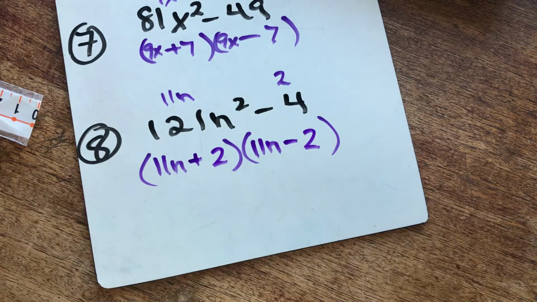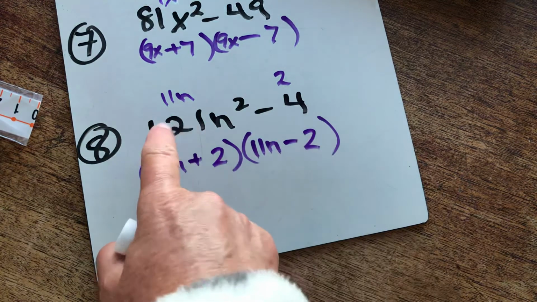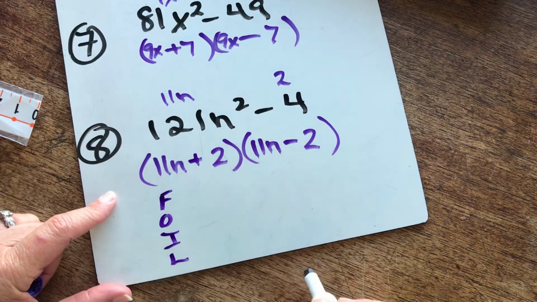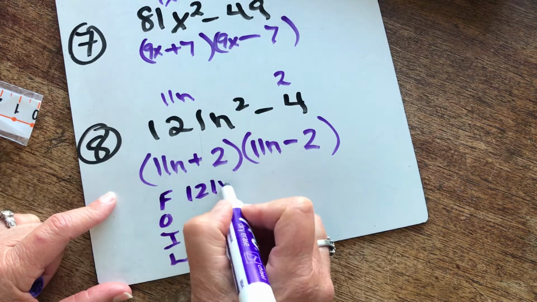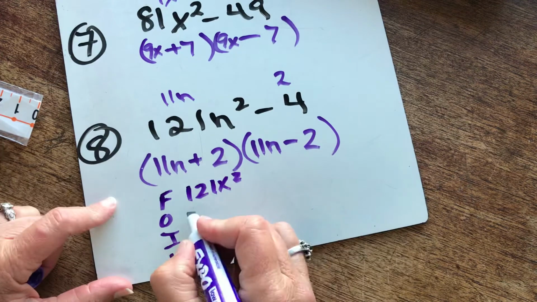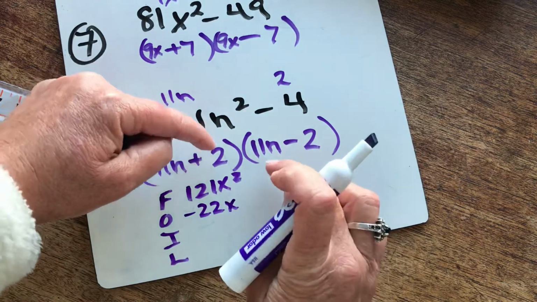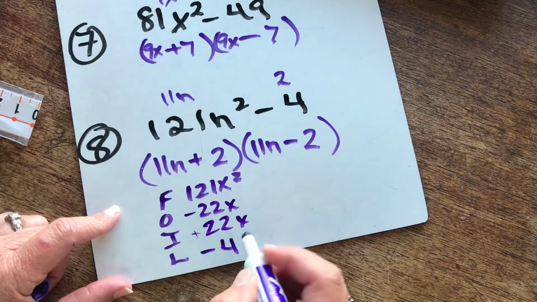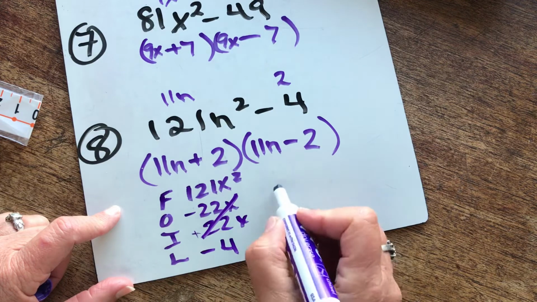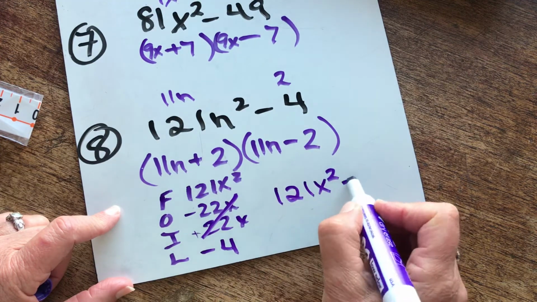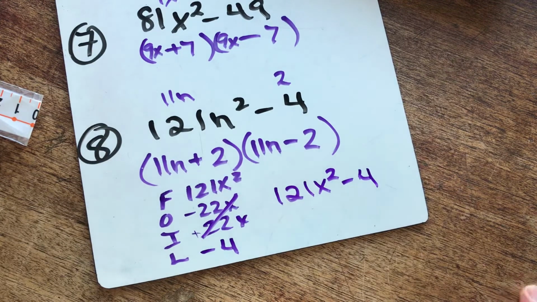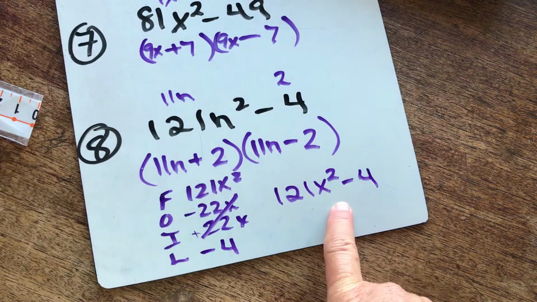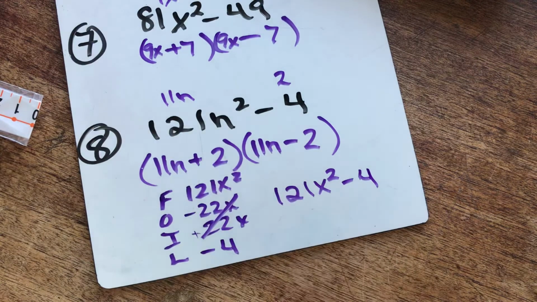And if you were like, does this really multiply to give me that binomial? Well, go ahead and FOIL it out. Front, outer, inner, and last. We can see that our middle terms cancel, and we're left with 121n squared minus 4. If you're ever hesitant to go, I don't know if that's the answer, well, go ahead and multiply it out. And if the final thing that you get is what the original showed, you know you did it right.